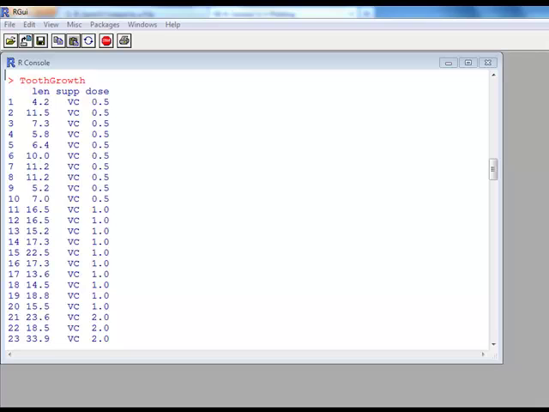Continuing with the example on bivariate regression using the tooth growth data now, we're going to focus on dummy variables as the independent variable.